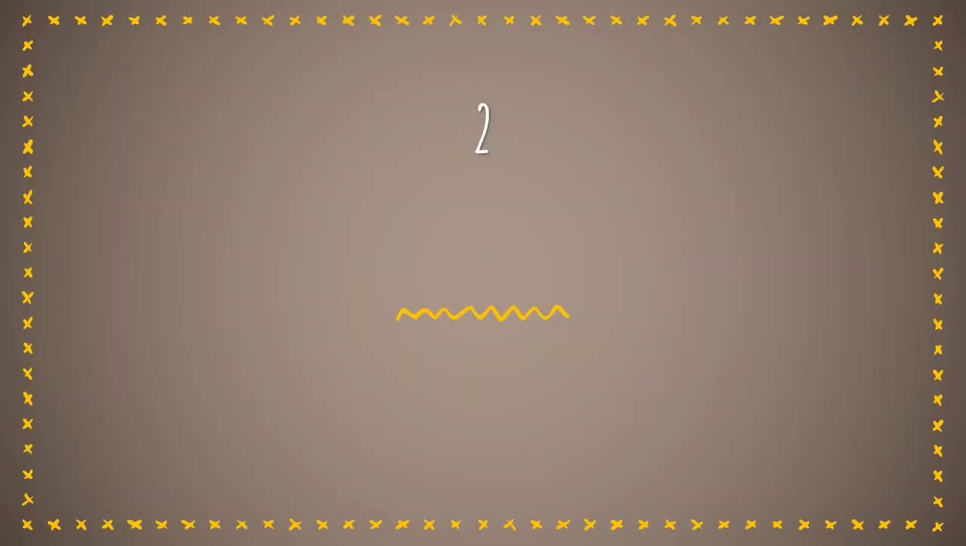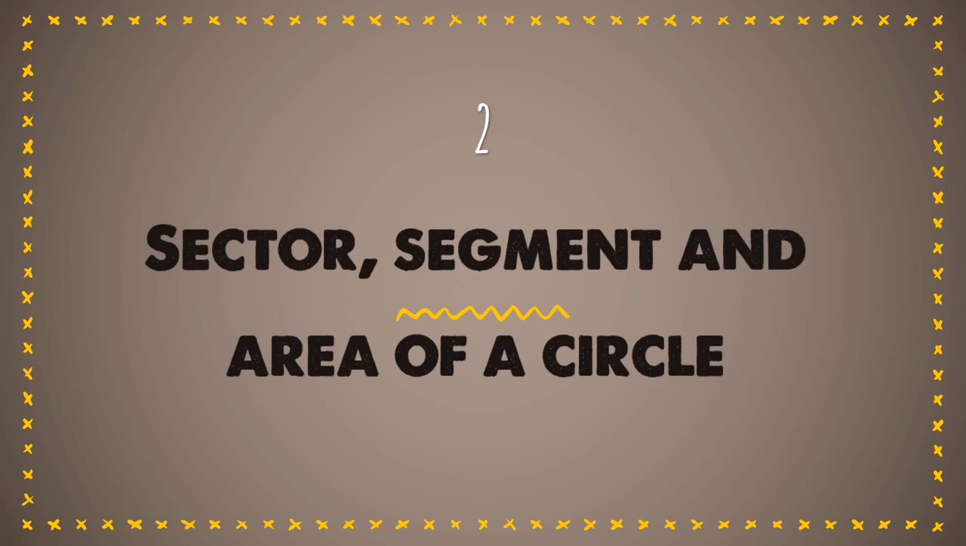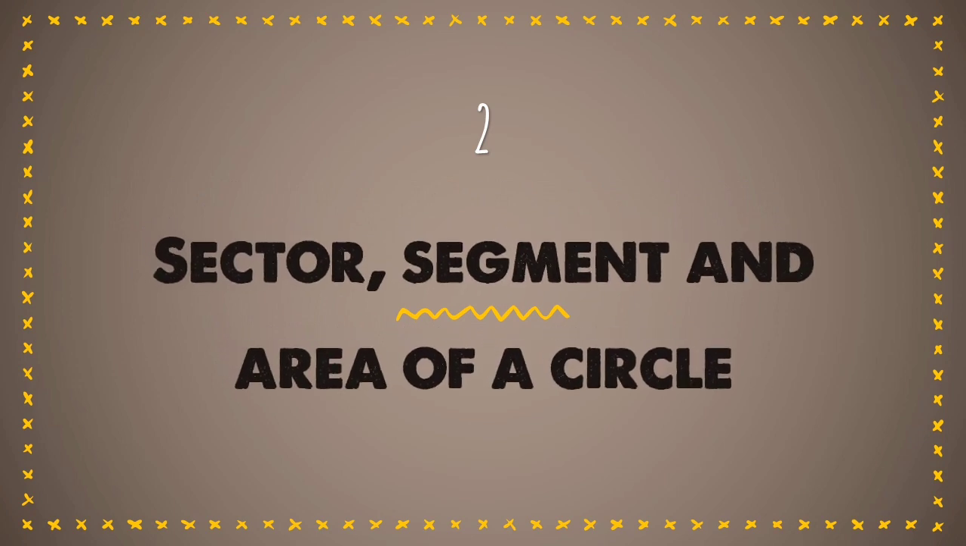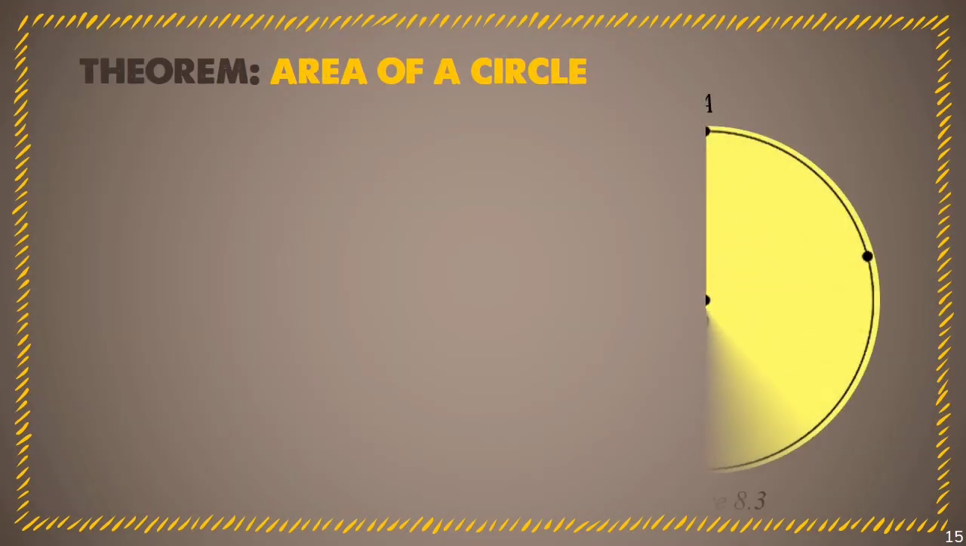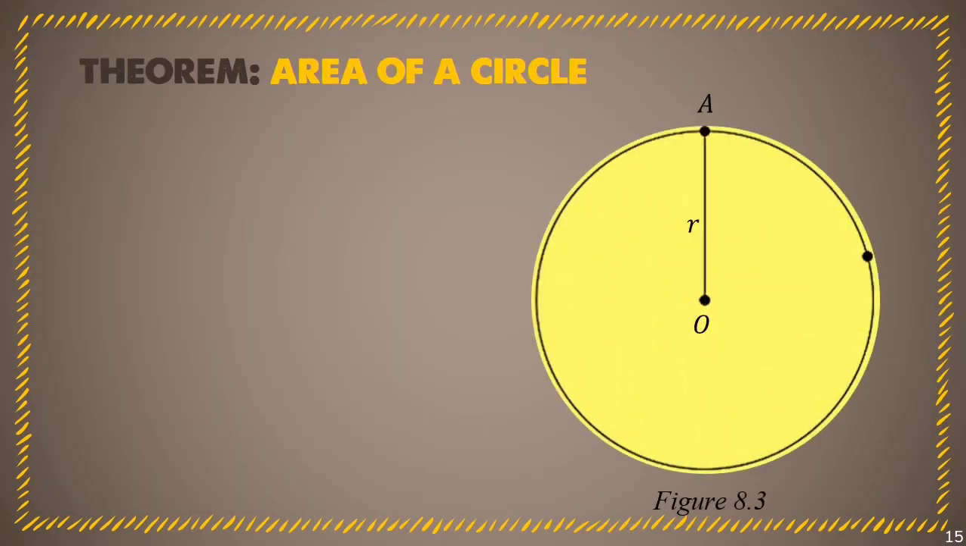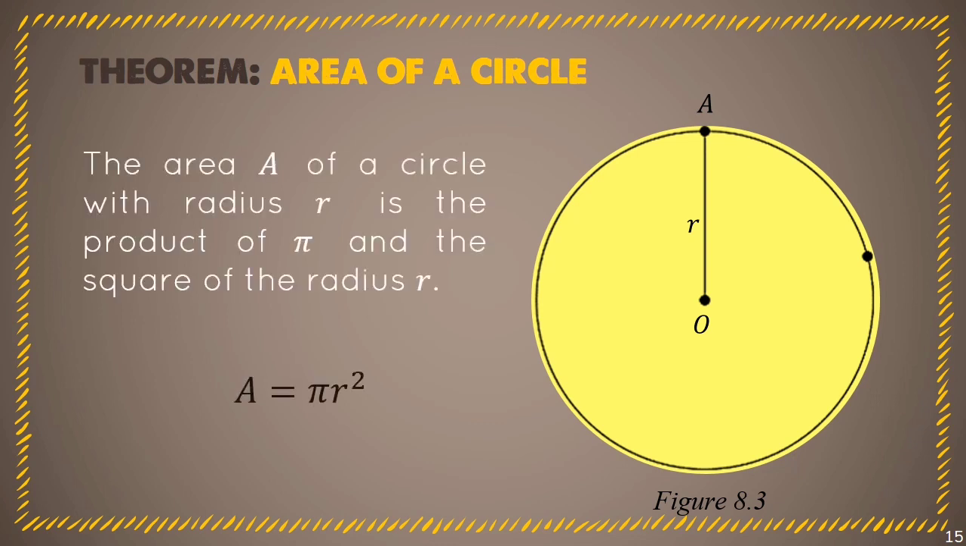So, that's the arc length and the circumference of a circle. We will now move on to the sector, segment, and area of a circle. Starting with the theorem about the area of a circle, we have the area of a circle with radius r is the product of pi and the square of the radius.